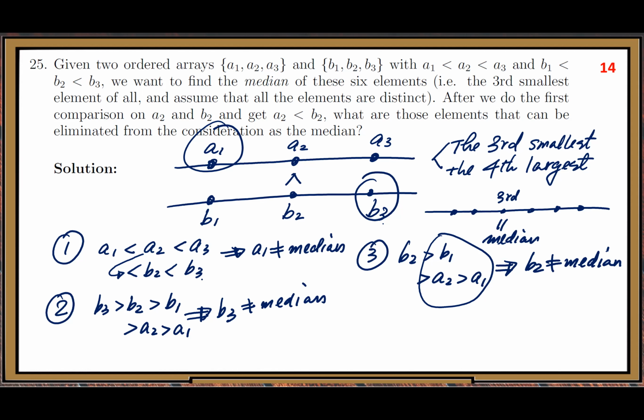So the only elements that you can eliminate are these 3: A1, B2, B3. That's the relatively hard question in this assignment.